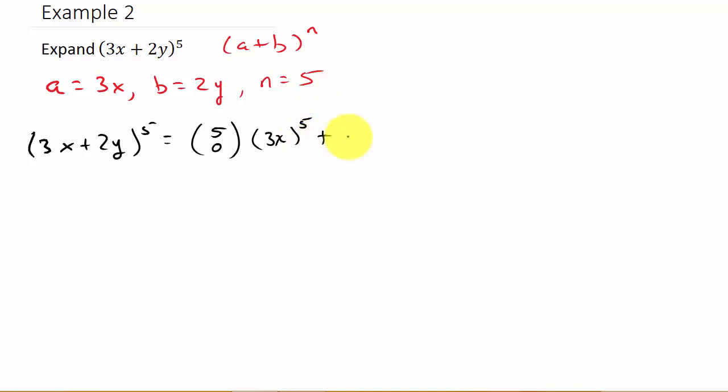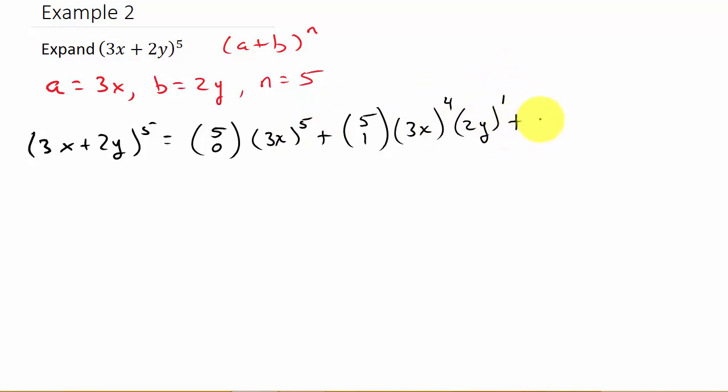Plus, and then that's what? N choose 1. Remember, this is 0, 1, 2, the bottom number. So that's 5 choose 1 times 3x raised, and we take 1 off the exponent, to the 4th, and then times b to the 1st. Remember b to the 1st, so that's 2y to the 1st. And I'm going to show you something else with these exponents when I get it written out.